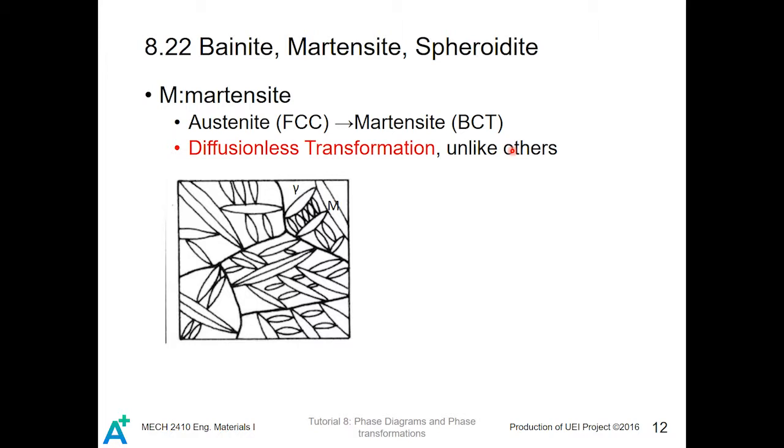BCT stands for body centered tetragonal, and it is a diffusionless transformation, unlike other transformations. That's why the transformation rate is really high, and it does require a high transformation rate to form martensite. And here is a picture describing the martensite. Martensite are those grains here, and they form in a shape like this within the original austenite, denoted by gamma.